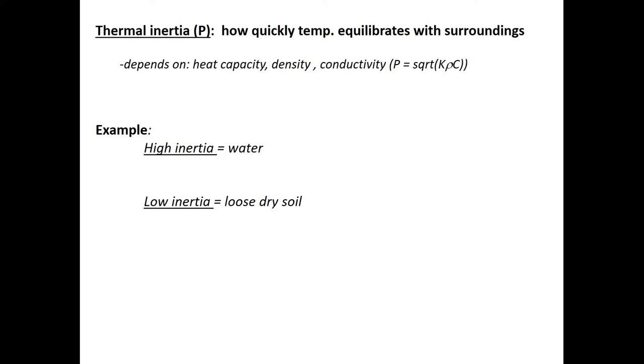I think of this as how quickly the temperature of an object equilibrates with its surroundings. The same way it takes a freight train a long time to slow down, it takes an object with a high thermal inertia a long time to change temperature. And thermal inertia depends on the heat capacity, so how well a material can hold heat, its density, and its conductivity. And so thermal inertia P is the square root of heat capacity times density times conductivity.